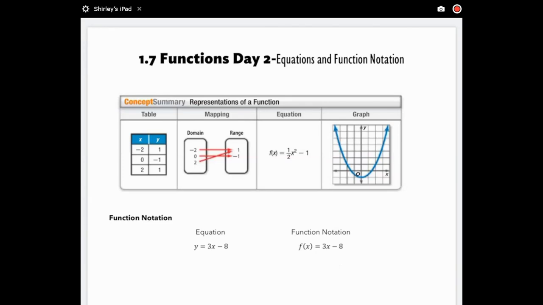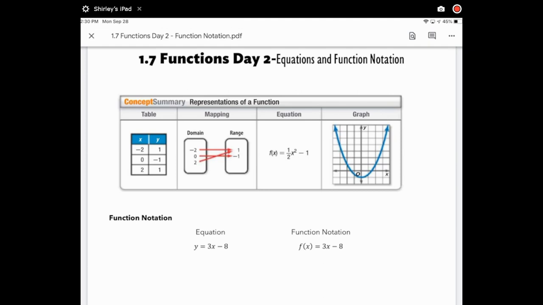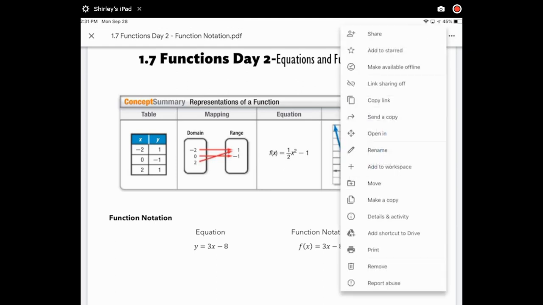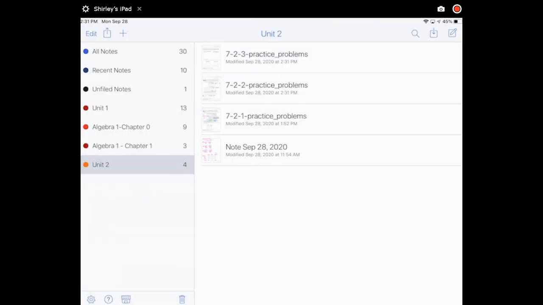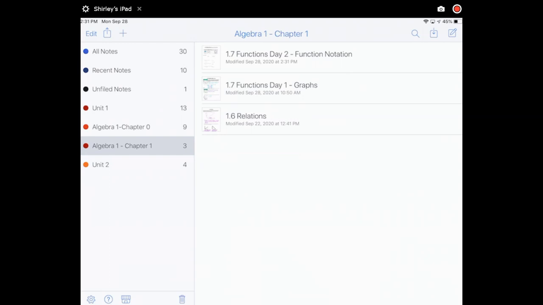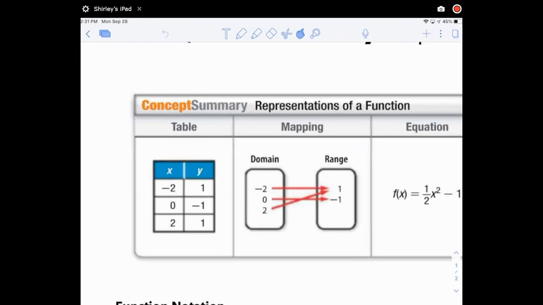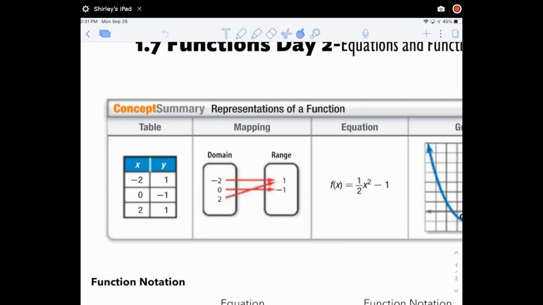All right, so we are going to finish up our discussion on functions. So you can see this table, different ways to represent it. So the first is in a table. So if you're trying to determine if a table is a function, then you want to make sure you don't have any repeating y values. So notice here that none of these are the same, okay?